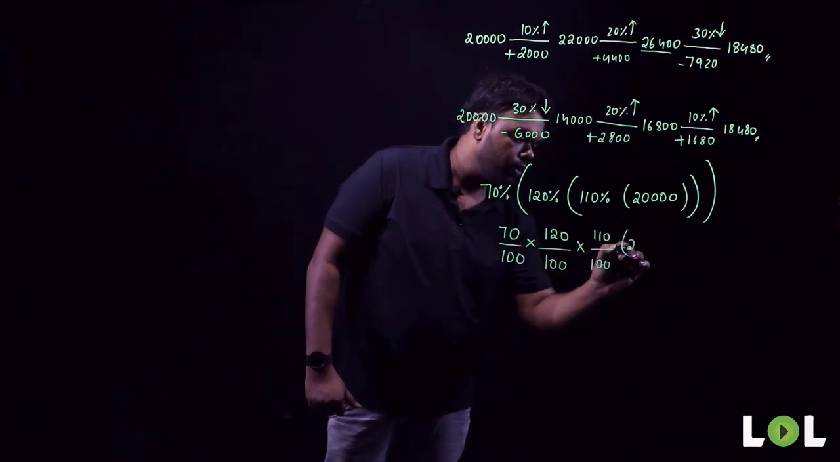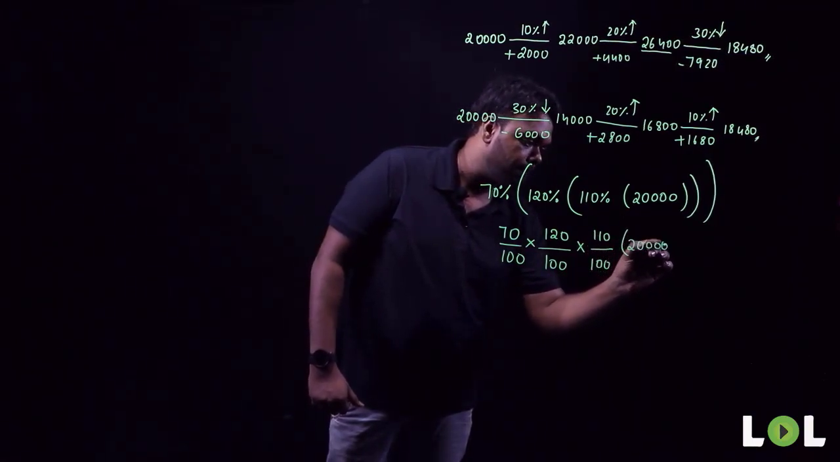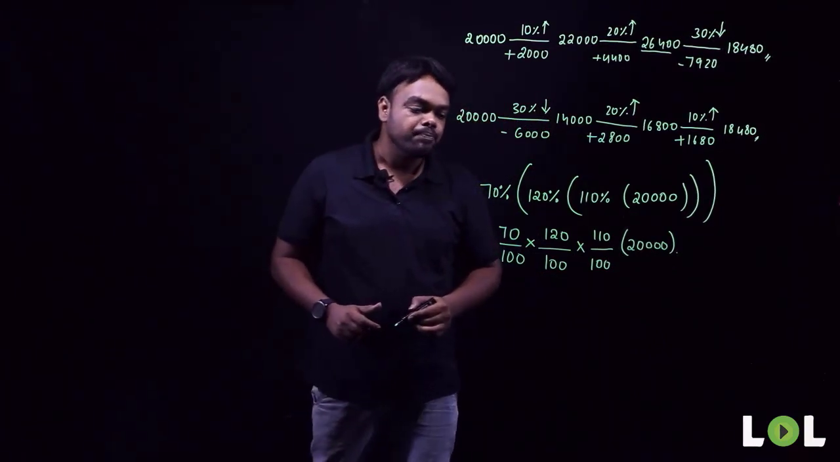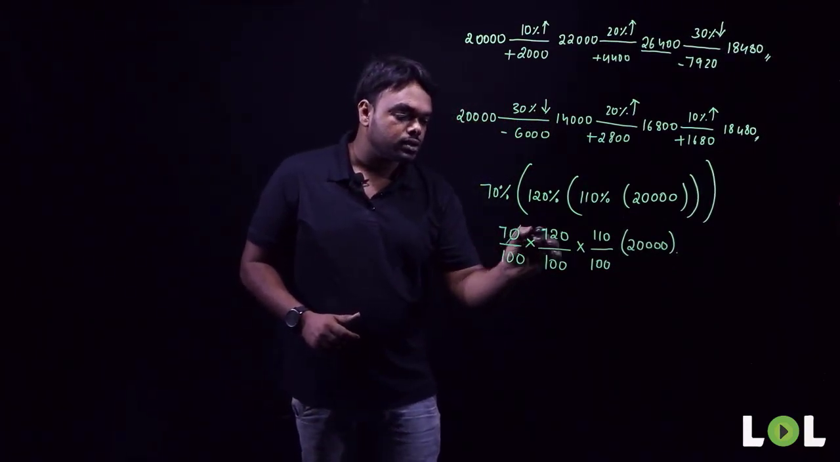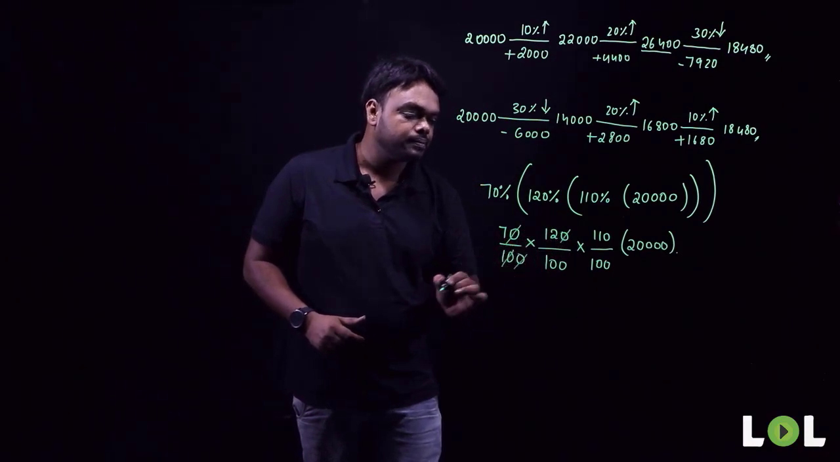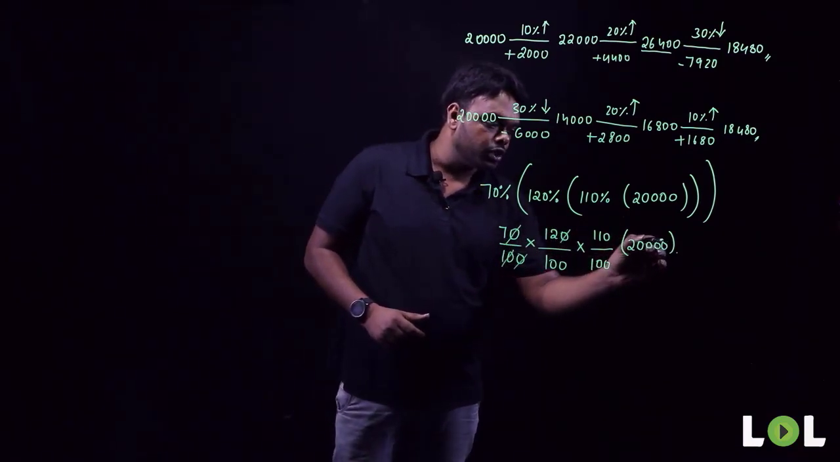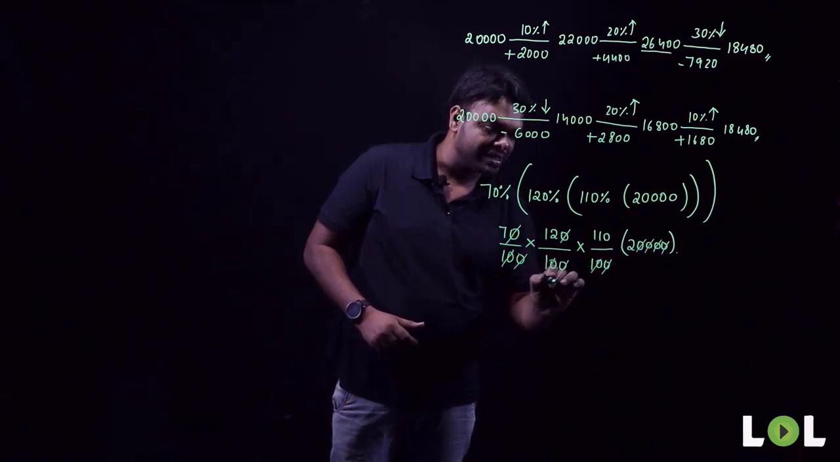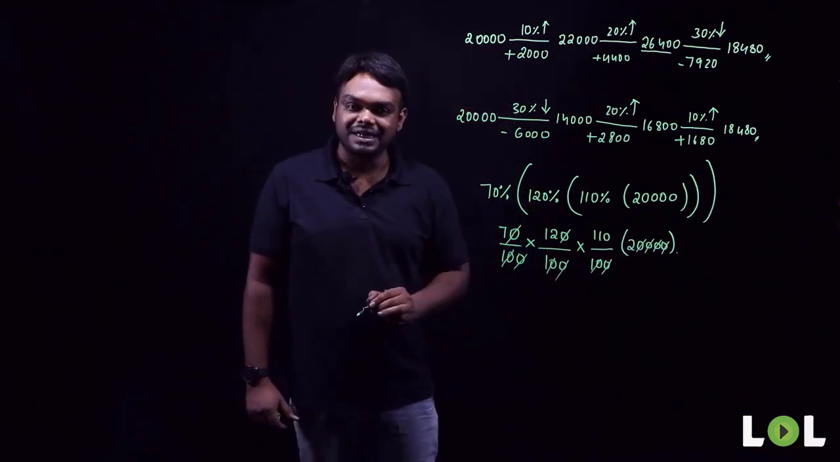of 20,000. Now, let us go with the cancellation part here. If you see, there are two zeros. I can cancel them with this 100. I can cancel these two zeros with this 100. Again, these two zeros with this 100. And we have the final multiplication part.